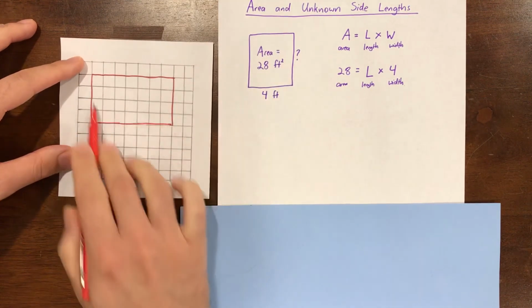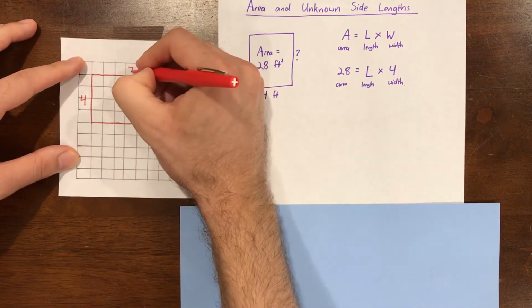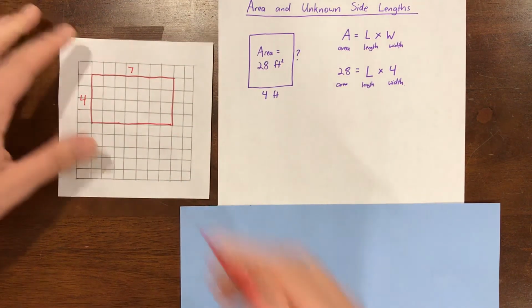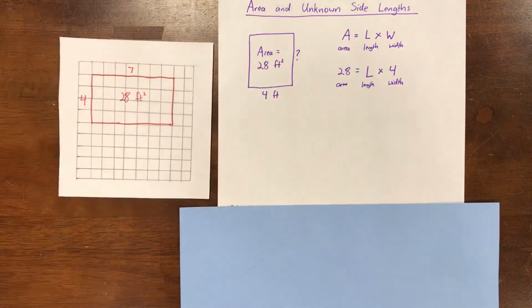I could check by counting all my squares. This is 4, this is a length of 7. 4 times 7 is going to be 28 square feet. Yeah, that would totally work.